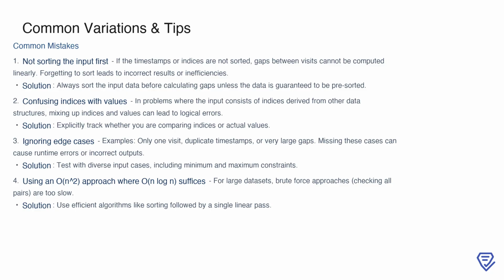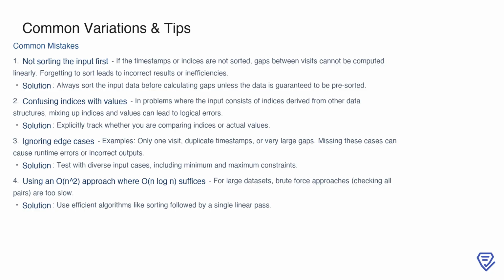For instance, if the input contains indices derived from some other data structure, mixing these up with actual values can lead to logical errors. To avoid this, make sure you clearly track whether you're working with indices or values. Additionally, don't overlook edge cases. Scenarios like having only one visit, duplicate timestamps, or very large gaps can cause runtime errors or unexpected outputs if not handled properly. Testing diverse inputs, including those at the minimum and maximum constraints, is key.